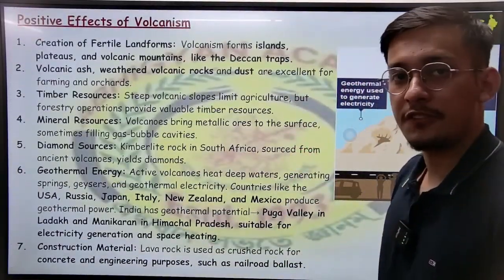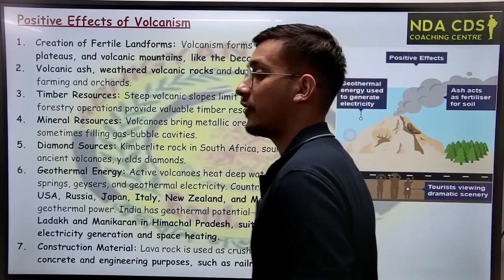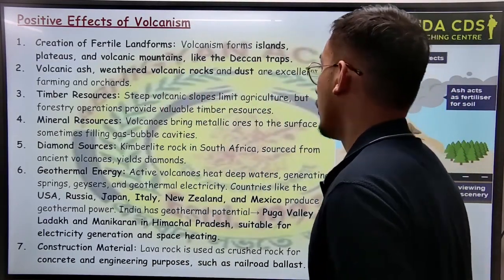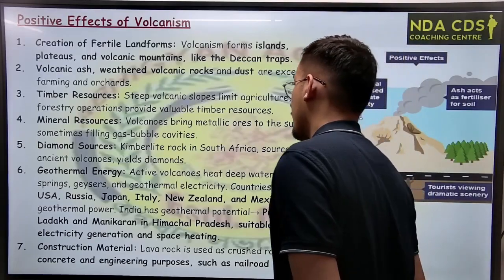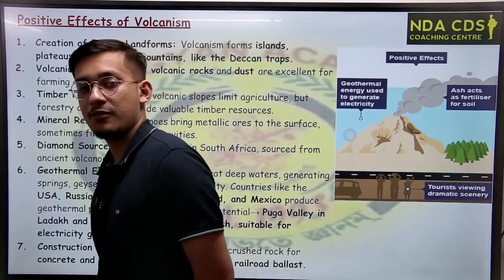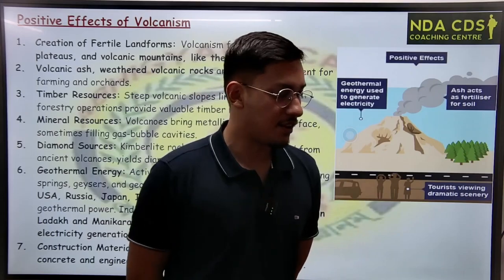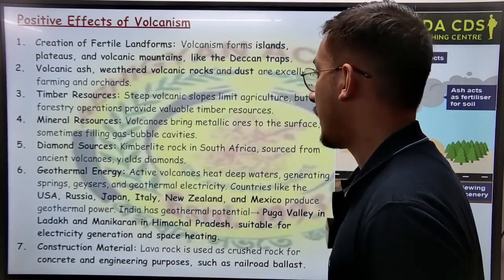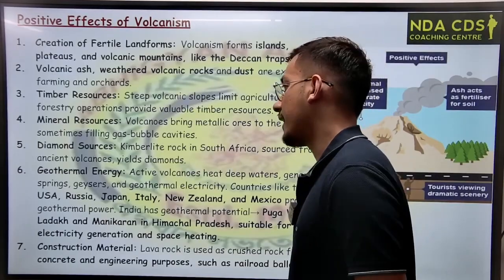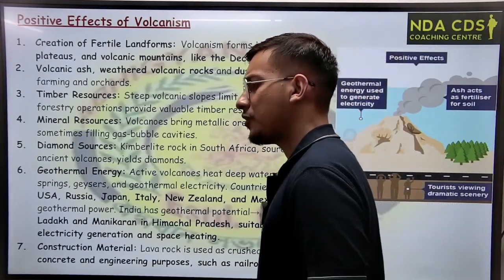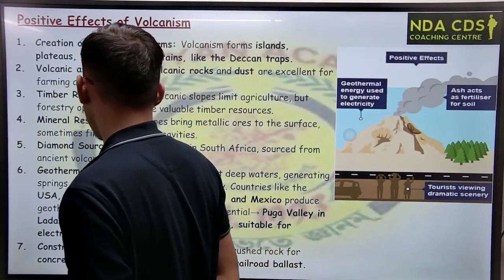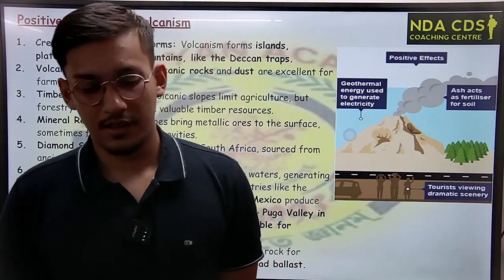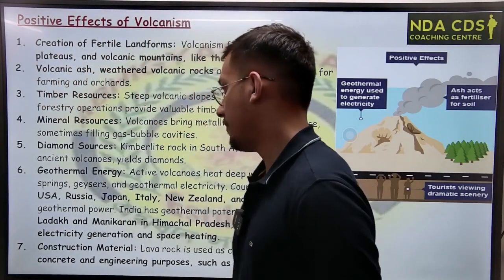So some positive effects of volcano include creation of fertile lands, as magma is highly fertile. Timber resources, volcanoes are very steep where agriculture, timber cultivation takes place. In some volcano, diamonds are found. Then due to volcano, we get to see many geysers and geothermal electricity can be procured from them.